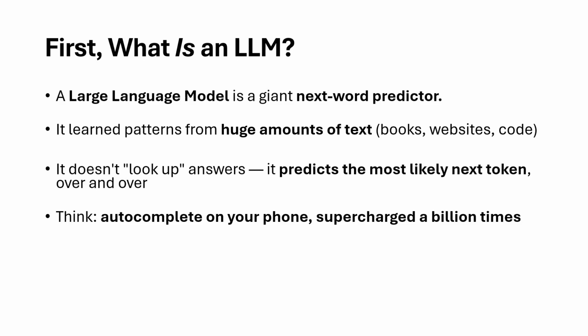For example, if I ask for the capital of France, it will predict the next most possible token that is going to suffice the answer, which is Paris. So it will give us Paris as a response. That is how it works. You can consider the analogy of autocomplete on our mobile phones, supercharged a billion times, predicting the next word to help autocomplete a word or a sentence.